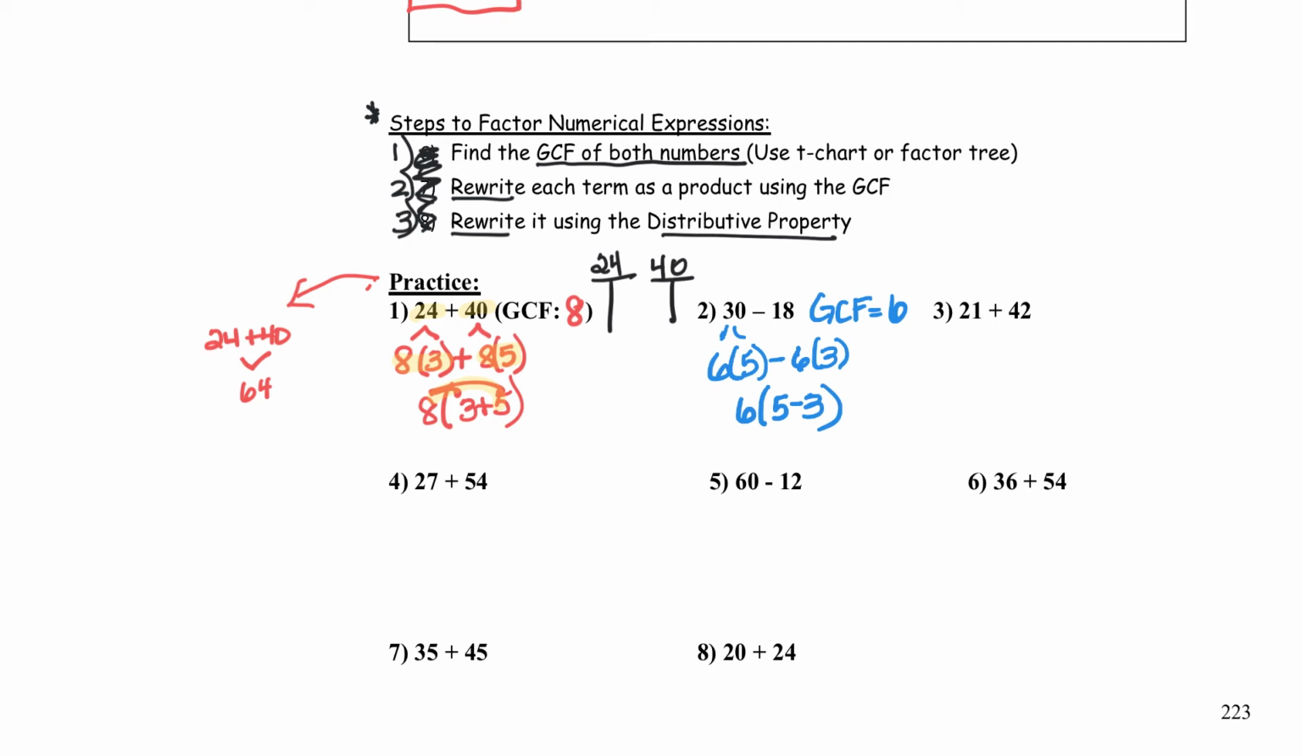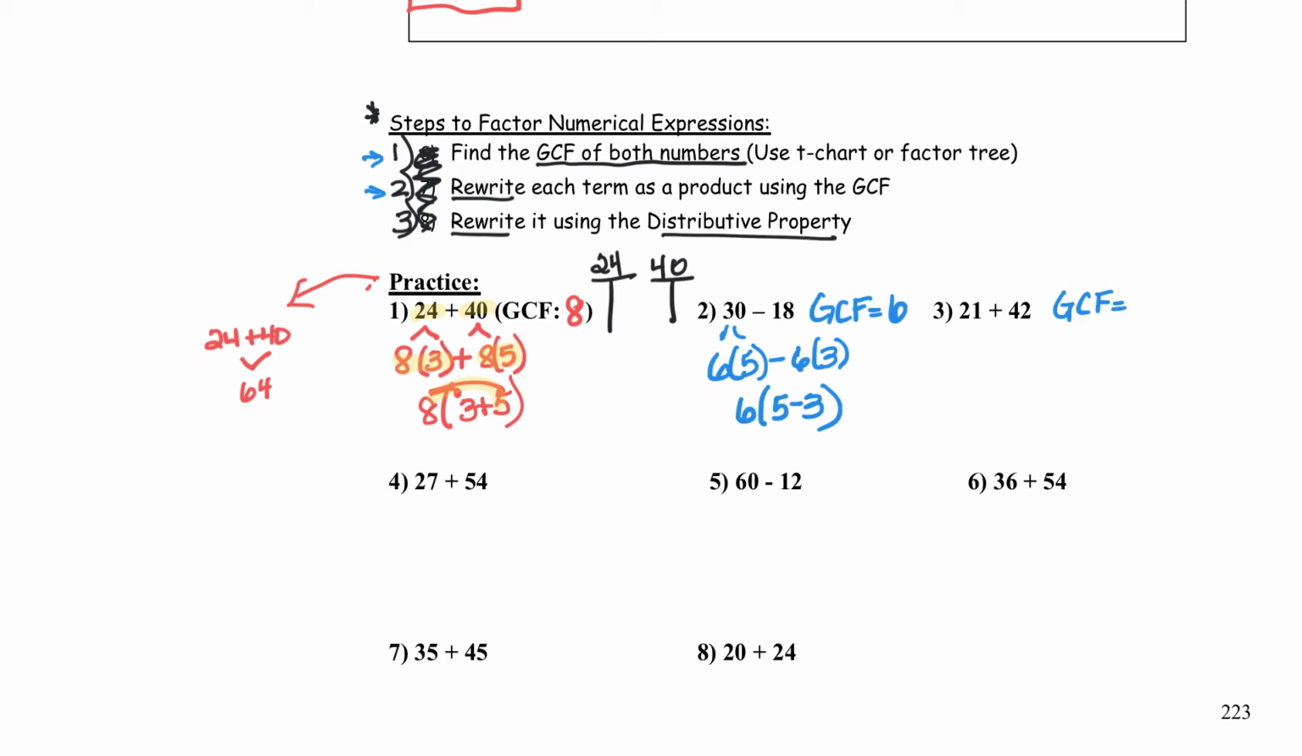Let's go on. Number 3, GCF. And I'm following my math recipe. Number 1, find the GCF of both numbers. Number 2, rewrite each term as a product using the GCF. And step 3, rewrite it using the distributive property. So my final answers are with the distributive property.